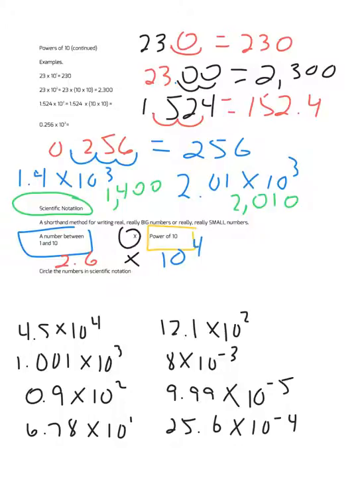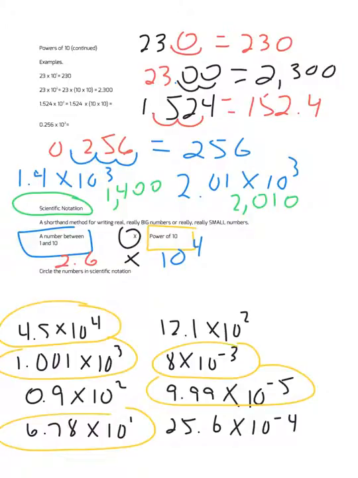Let's take a look at the examples down below. I want you to pause the video, circle the numbers in scientific notation, and then we'll go over them. I hope you were able to circle the same ones that I did. Don't let these negative exponents down here confuse you. It's okay, it is a power of 10, it's just a negative, which means that the number is really, really small, like it's a germ, or it's a virus, or maybe it's a cell or a molecule.